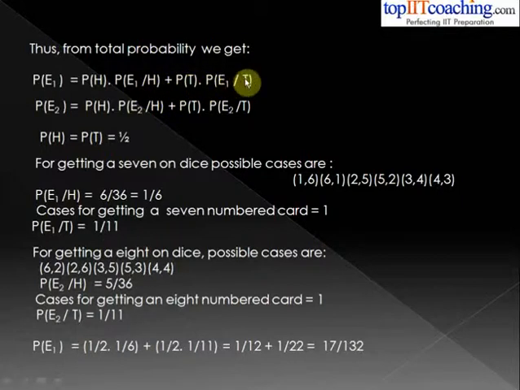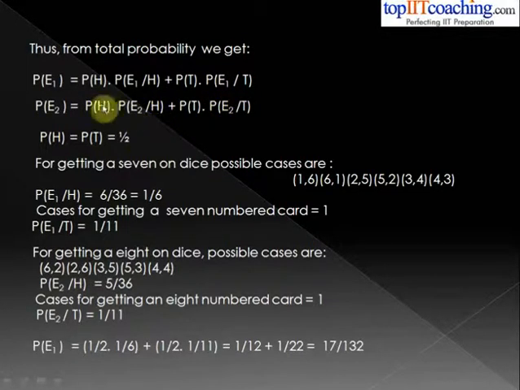This represents the probability of getting a 7. This represents the probability of getting a head. This represents the probability of getting a 7 when a head has occurred. This represents the probability of getting a tail, and this represents the probability of getting a 7 when a tail occurs. Similarly, P of E2 would be P of H into P of E2 by H plus P of T into P of E2 by T.